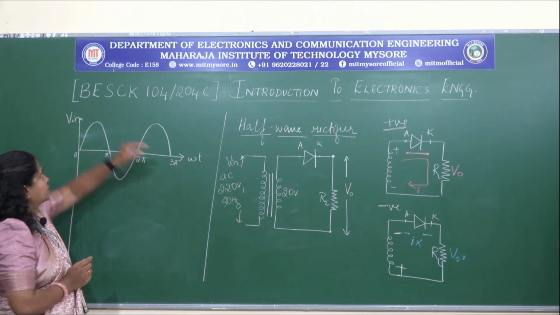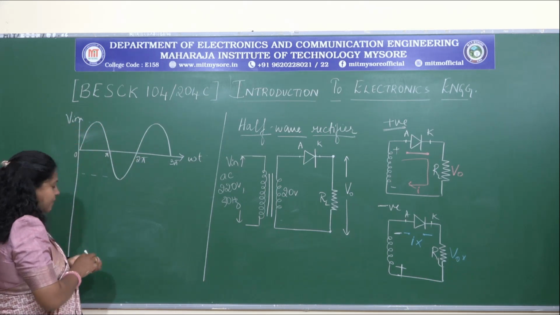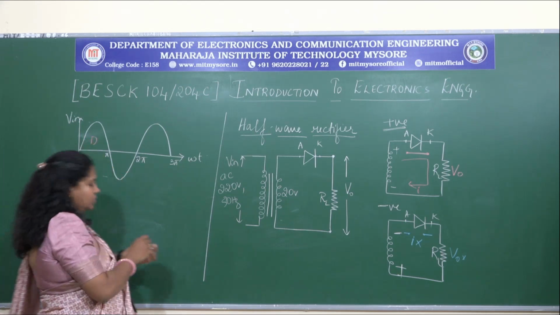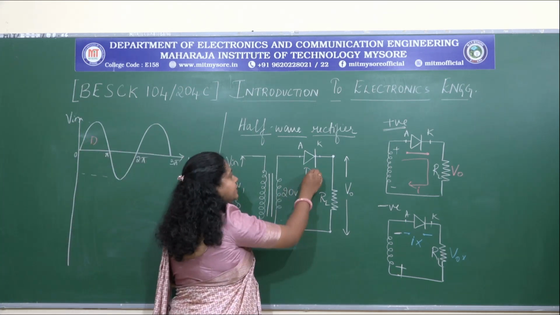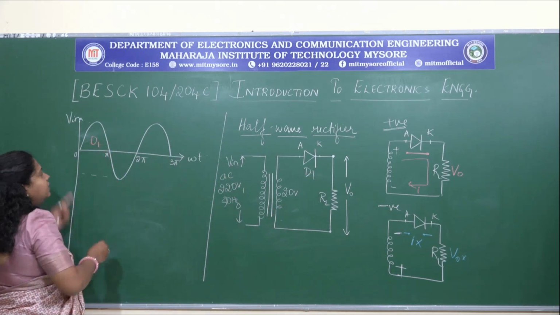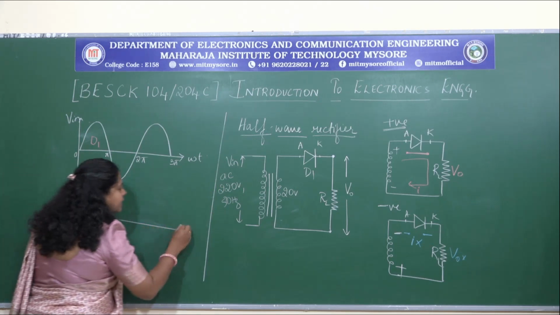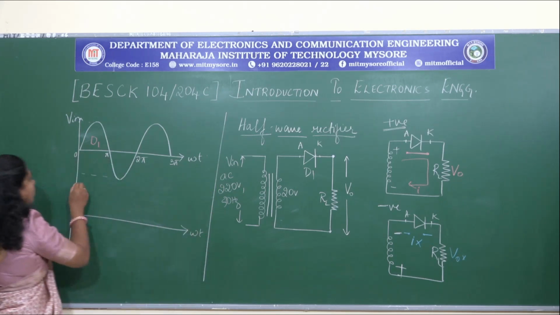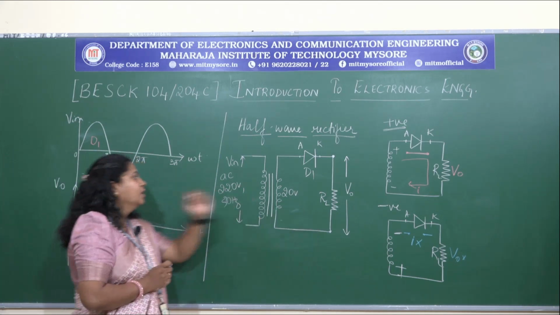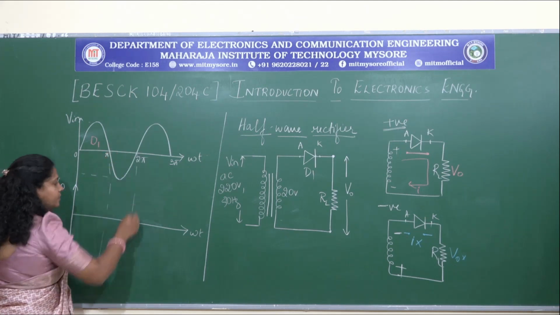Now due to the switching action, during the positive half cycle what happens? Because of the conduction of the diode, let us call this the diode D1, we are going to get an output in the positive half cycle. So let us say this is the waveform for the output voltage V0. Okay. So during D1 what happens?